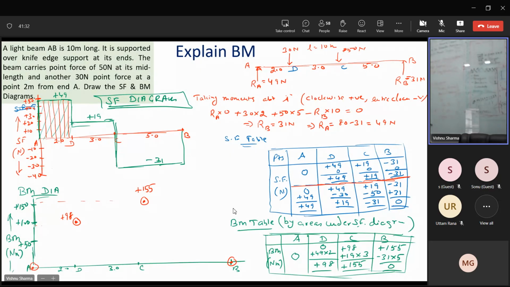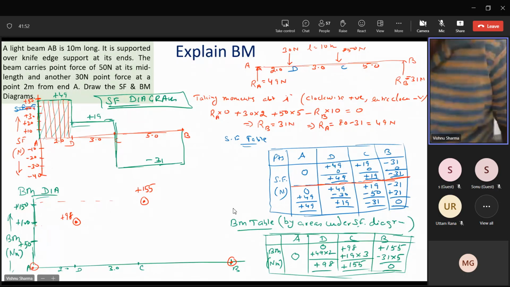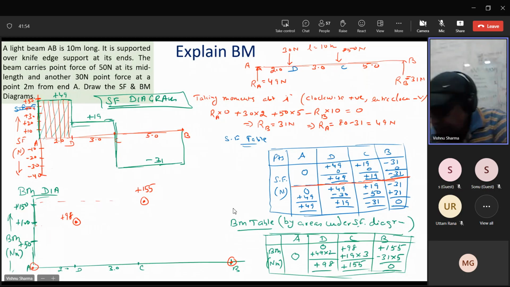So if the area is changing at a uniform rate from 0 to plus 98, that means the graph will be a straight slanting line. So I'll pick up my scale, put on these 2 points and join them with an exact straight line. There's absolutely no doubt about it.